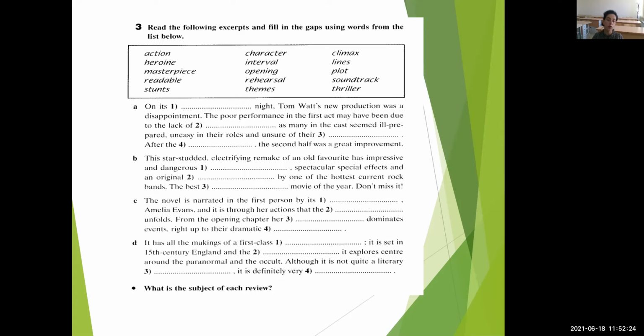So you have to choose words from the box, fill in the gaps, and comment on the subject of each review. There are, for example, several hints that can tell you this is a film review, this is a book review. So you have to comment on the subject as well.